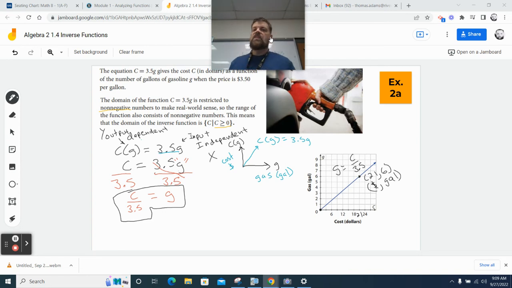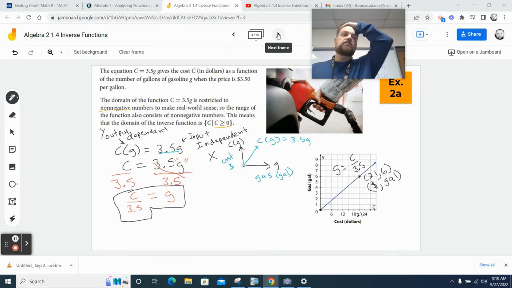So I'm using the original function, the cost per gallon, to calculate it one way, and then I do the inverse function to figure out, if I know the cost of gas, how many gallons were purchased, right? We do this all the time. We just don't do it as formally by calculating the equation. We just kind of do the reverse math, right? The inverse operation, I should say technically.